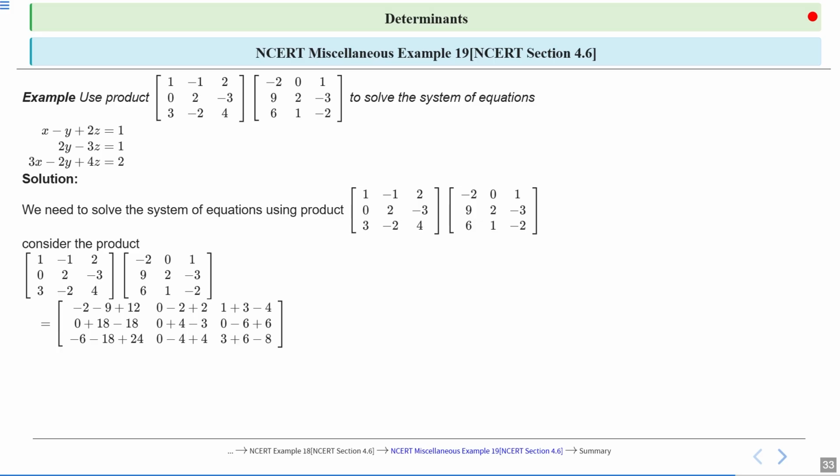Now take the second row, 0, 2 and minus 3 and multiply with each column. So 0 into minus 2, that is 0, plus 18 minus 18. Then multiply with second column, 0 into 0, 0, 2 into 2, 4, minus 3 into 1, minus 3.